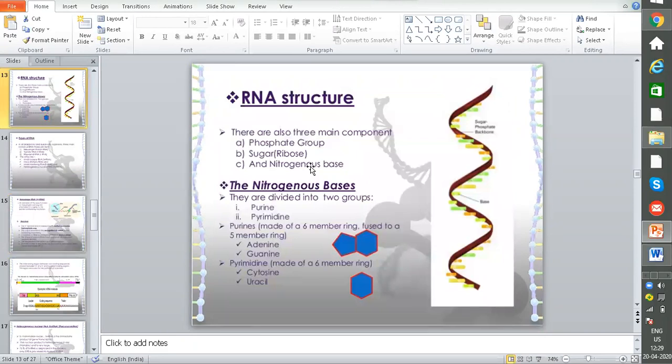The next one is RNA structure. RNA has only a single helix structure, which doesn't have a two-helix structure. And RNA also has three important components: phosphate group, sugar, and nitrogenous base. The bond between phosphate and sugar is called the phosphate ester bond. The bond between sugar and nitrogenous base is the glycosidic bond. Here also there are purines and pyrimidines. Adenine and guanine come under purine, but in pyrimidine, uracil is present in the place of thymine. So we have already discussed that cytosine and uracil are present in the RNA structure.